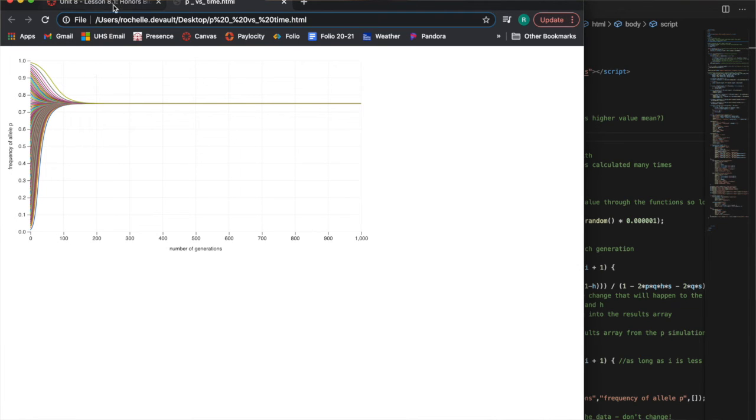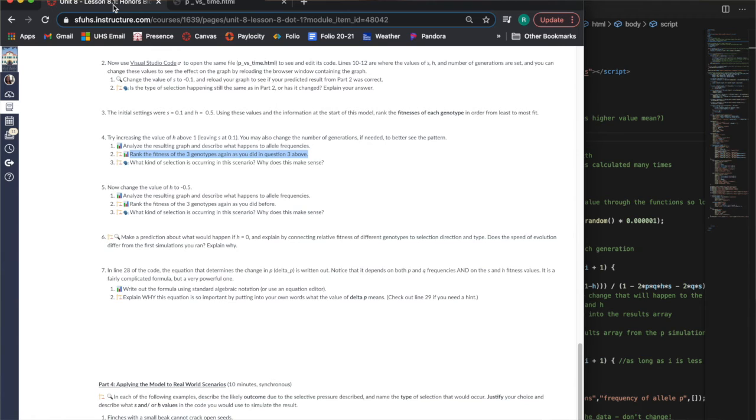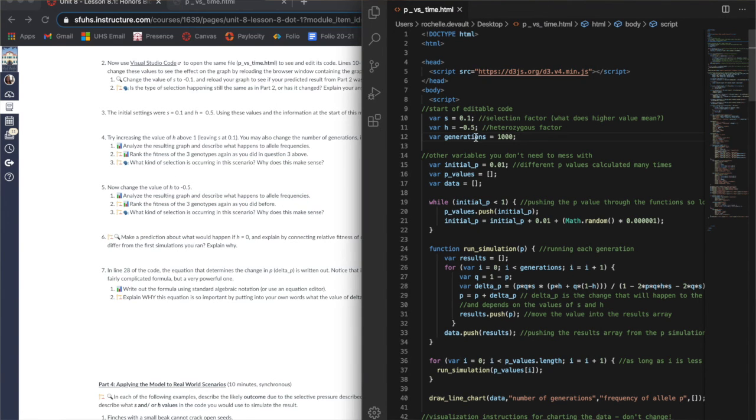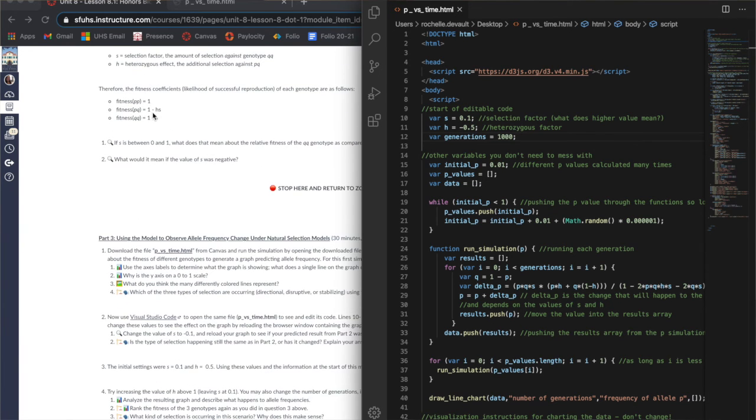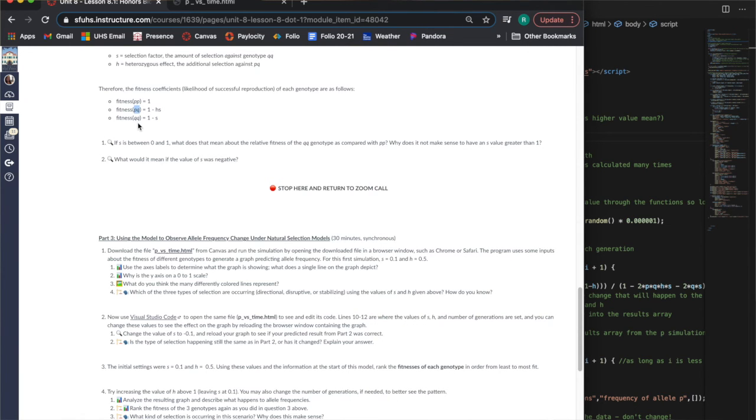So rank the fitness. Okay, let's rank the fitness. That means that we've given the fitness coefficient for H to be higher than the fitness coefficient for little q and little p. So our least fit is Q, or homozygous recessive. Our median fitness is homozygous dominant, and our top fitness is heterozygous.